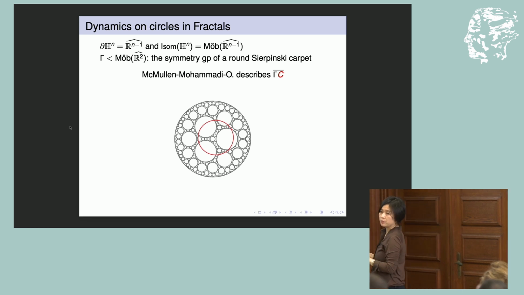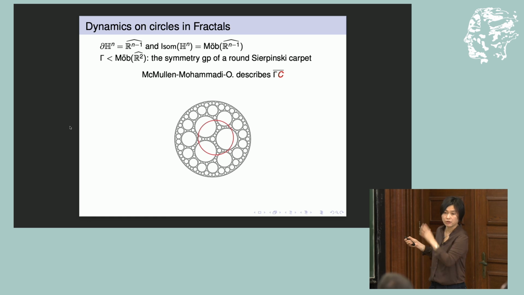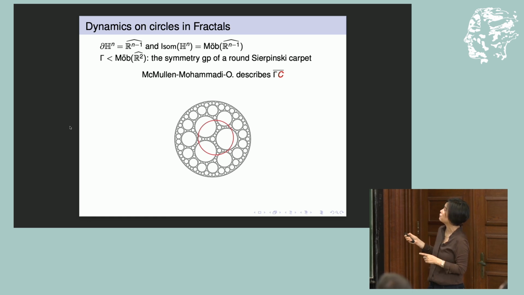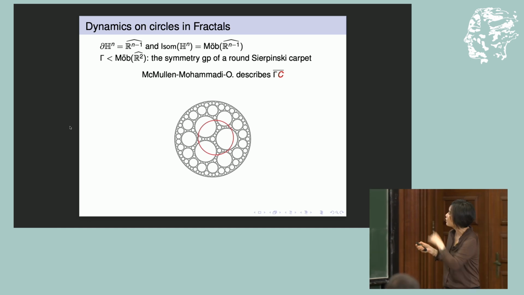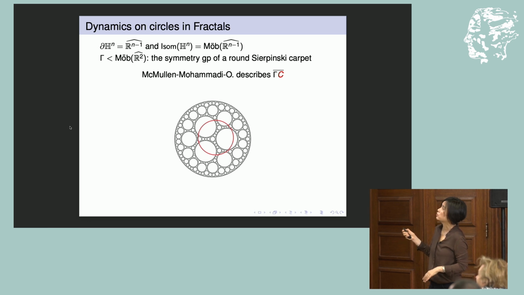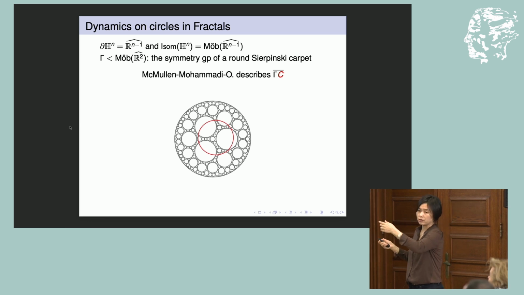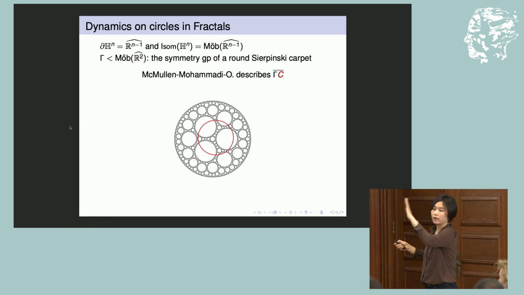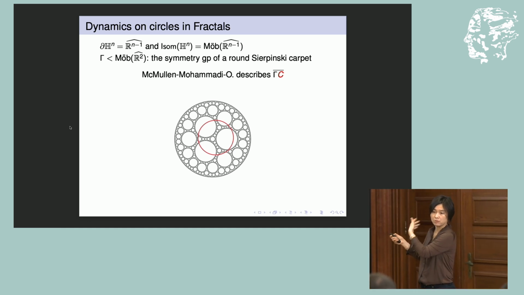So by round Sierpinski carpet, what I mean is that I have infinitely many disjoint open disks, round open disks here, right? To be honest with you, there are only finitely many round open disks here, but you have to imagine there are infinitely many. And then my gamma is the symmetry group of this round Sierpinski carpet, meaning that gamma, as a Möbius transformation, acts on the extended complex plane, and gamma consists of all the Möbius transformations which preserve this picture. That's what I mean by symmetry group.